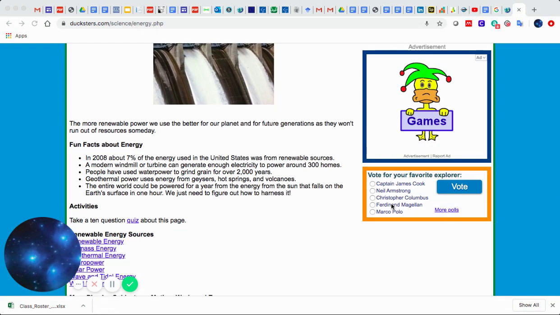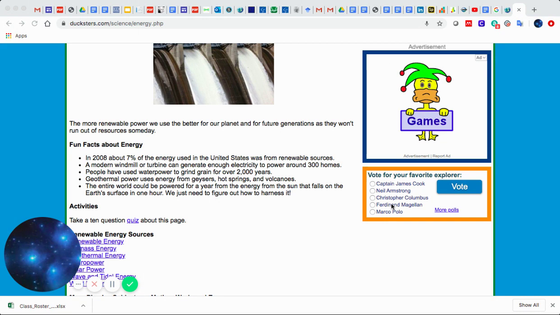The more renewable power we use, the better for our planet and for future generations, as they may run out of resources someday. Here are some fun facts about energy. In 2008, about 7% of the energy used in the United States was from renewable sources. That's not really a lot. We need to be doing better. A modern windmill or turbine can generate enough electricity to power around 300 homes. That's really good. People have used water power to grind grain for over 2,000 years.